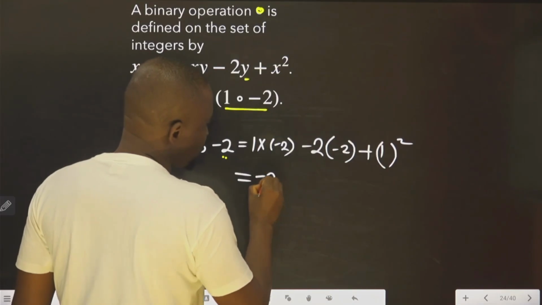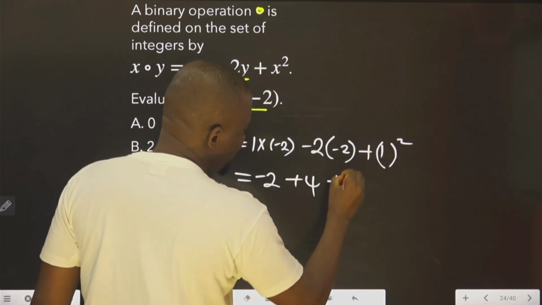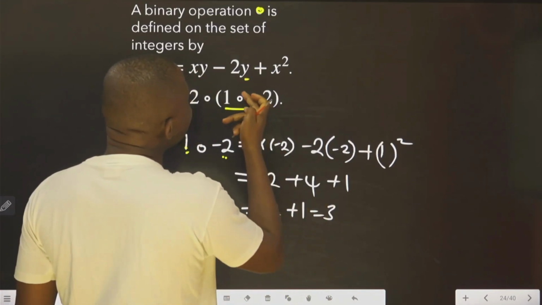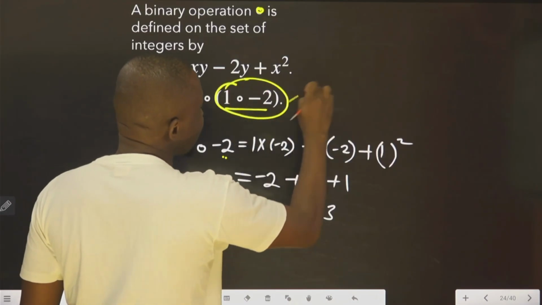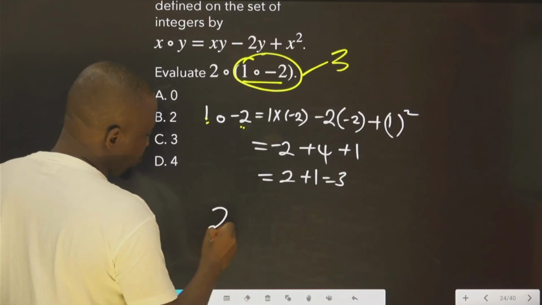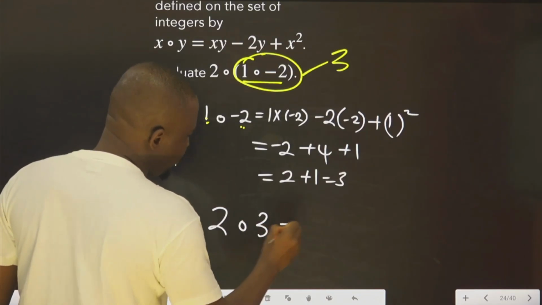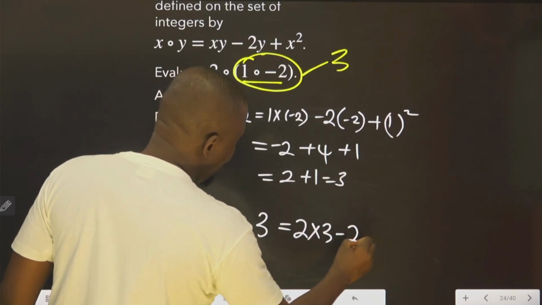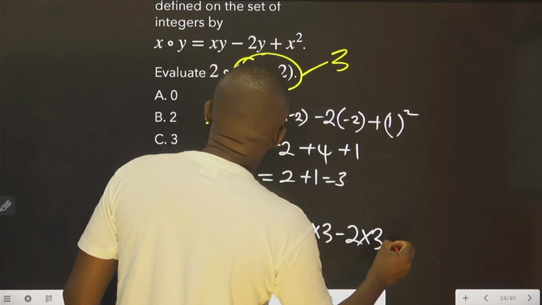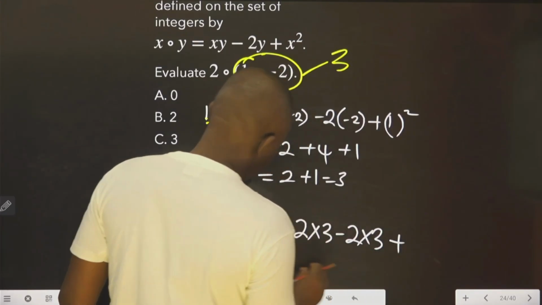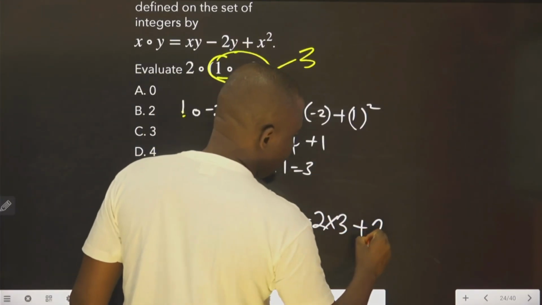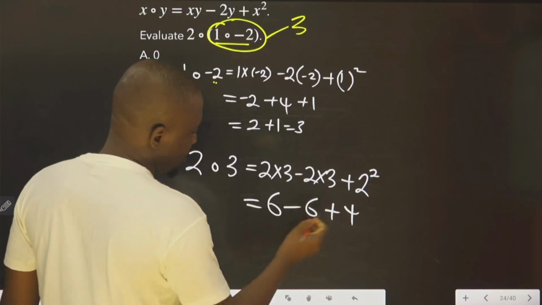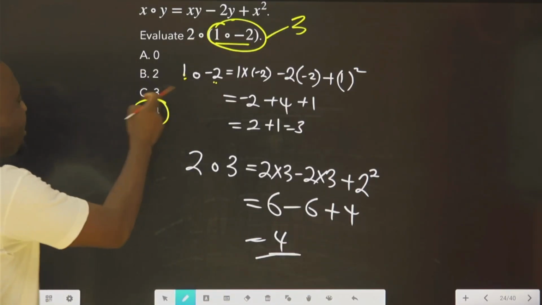Let's work on this first. This will give us minus 2. This will give us 4. This will give us 1. Okay? This 2 will give us 2 plus 1 equals to 3. It means these guys are giving us 3. It means the next operation is 2 operation 3. So now we come back here again. That is 2 multiplied by 3 minus 2y, y is our 3, plus x squared. That is 2 squared. This will give us 6 minus 6 plus 4. That is 4. D is the answer.